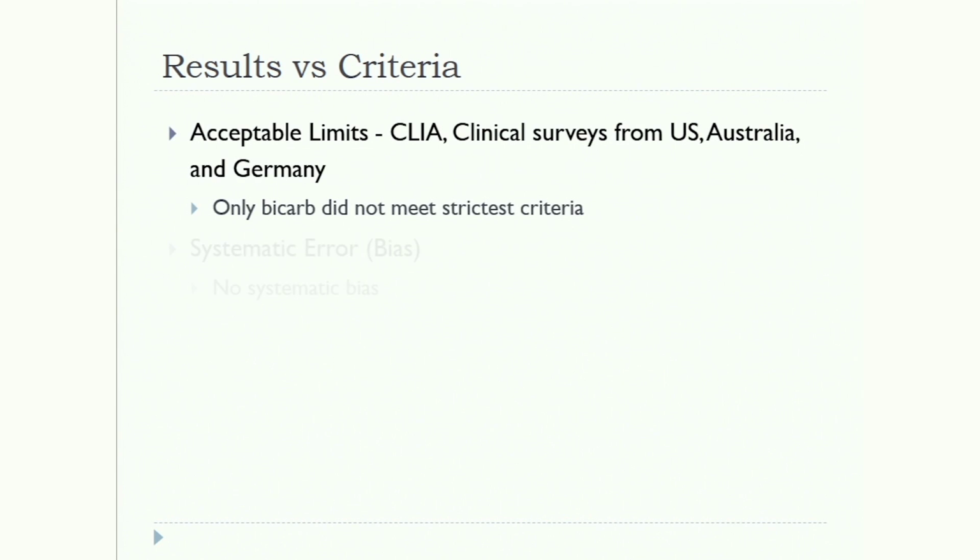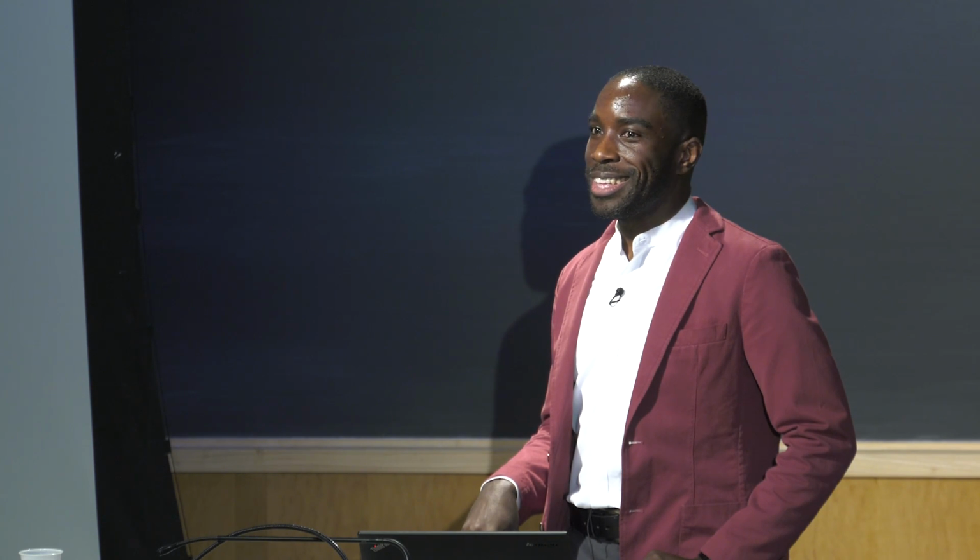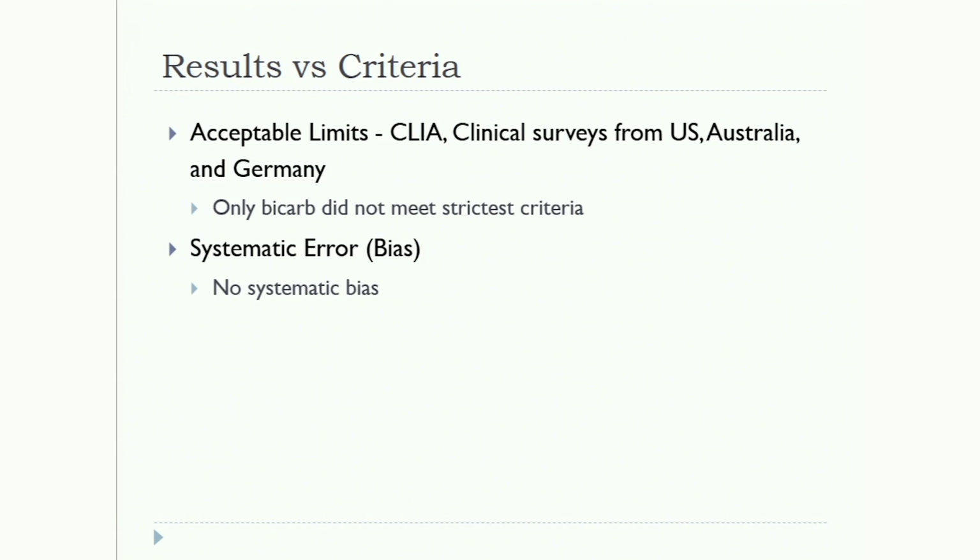In terms of the results, only bicarb did not meet the strictest criteria, which was the one from, which country do you think had the strictest criteria? Everyone always says Germany. It was Australia. Of course. Okay. There's no systematic bias.